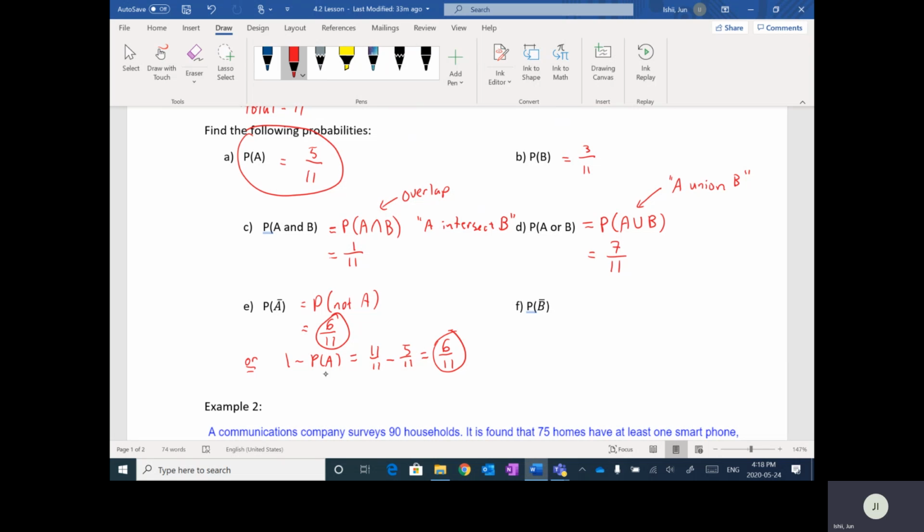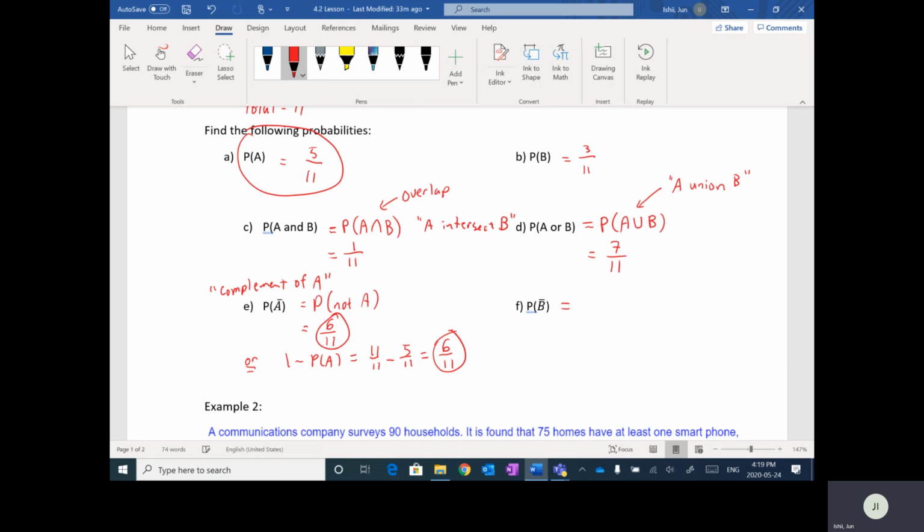Now this does actually have a name, just like these other two here. This would be the complement of A. Okay, so the opposite of A happening is the complement of A. So, the probability of not A.